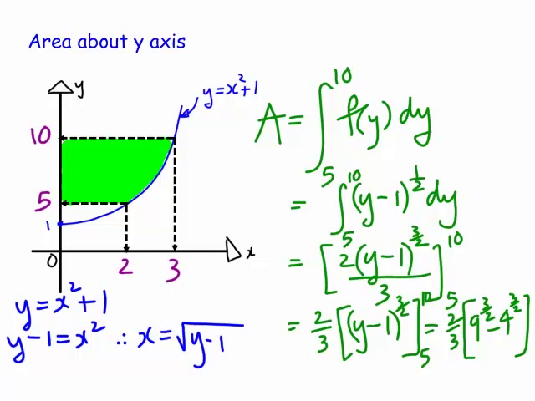Okay, so we can work these out. 9 to the 3 on 2 is the square root of 9, which is 3, cubed, so it's 27. And 4 to the 3 on 2 is the square root of 4, which is 2, cubed is 8. So it's 27 minus 8, which is 19, so it's just 2/3 of 19. And 2/3 of 19 is 12 and 2/3. So the answer is 12 and 2/3 units squared. This is our area about the y-axis.